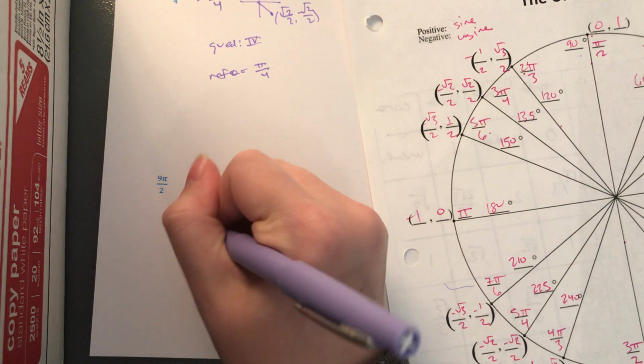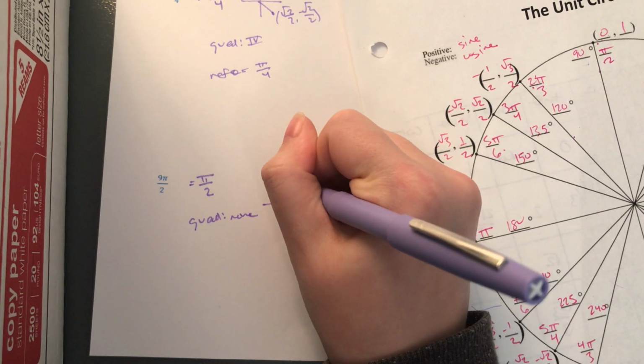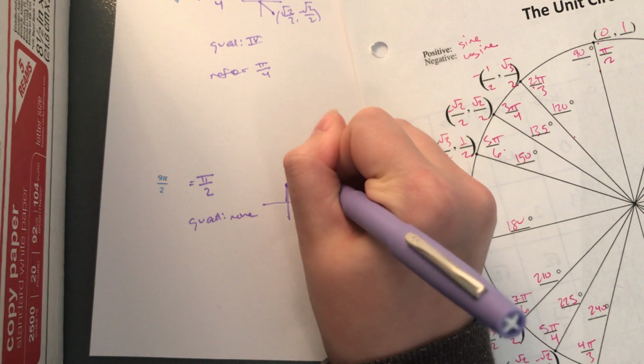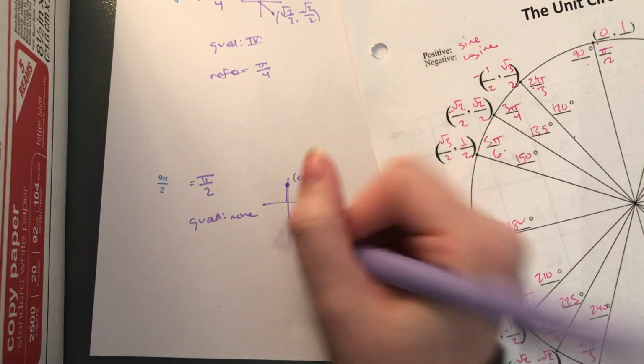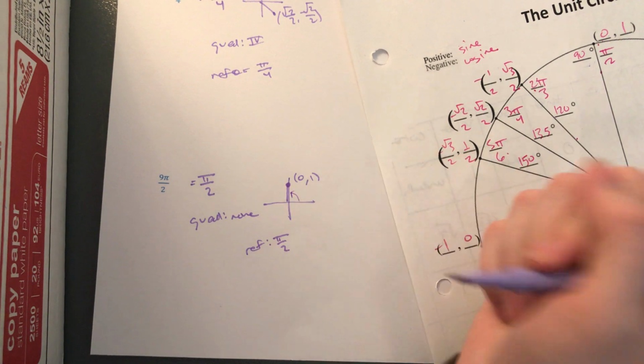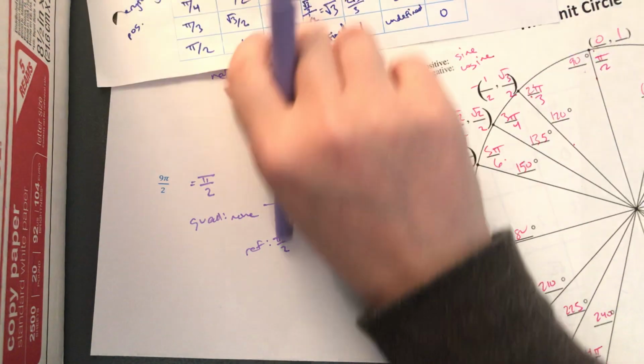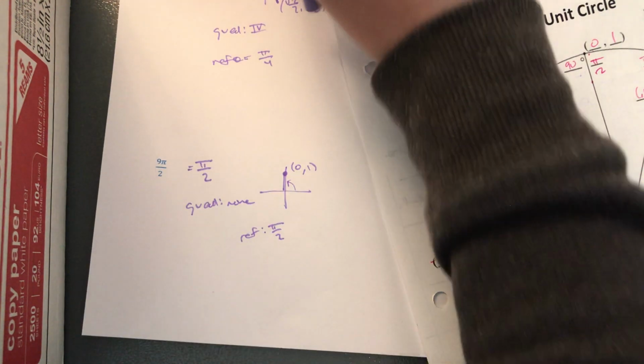Which again, for a quadrant, none. It lives up here on the y-axis. Your terminal point, 0, 1. Your reference angle is pi over 2. All right. And then, once again, you could just use your chart for pi over 2 trig values.